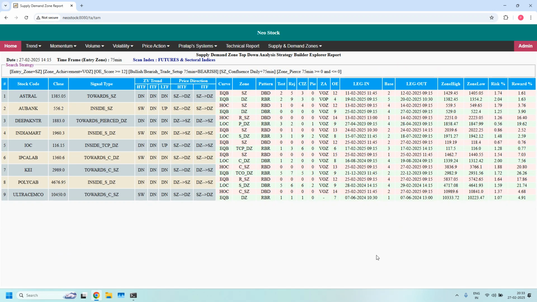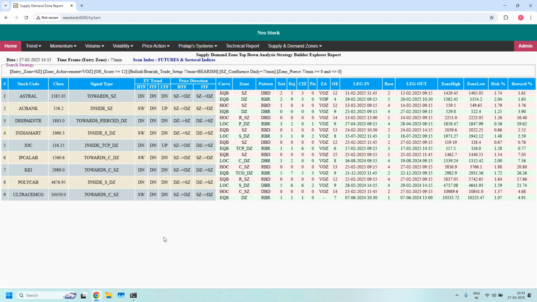With this filter, we got 9 stocks out of 13. In these 9 stocks, the 75 minute supply zones are overlapped with the daily supply zone, and the daily trend is down in all these stocks, ITF trend. So if the daily supply zone has daily EMA confluence, then these stocks are even more high probability to get success.